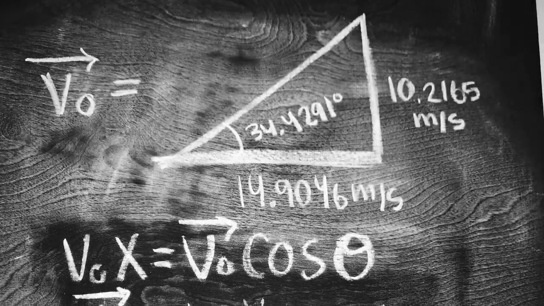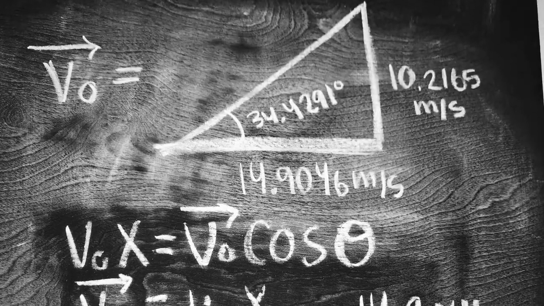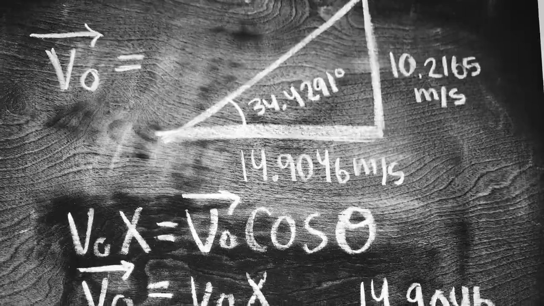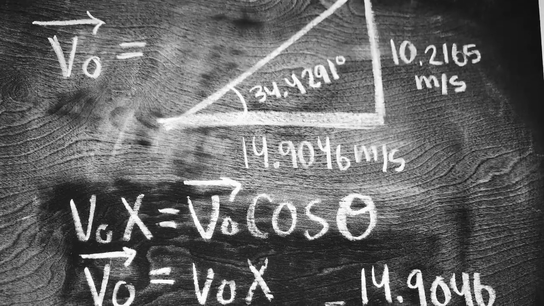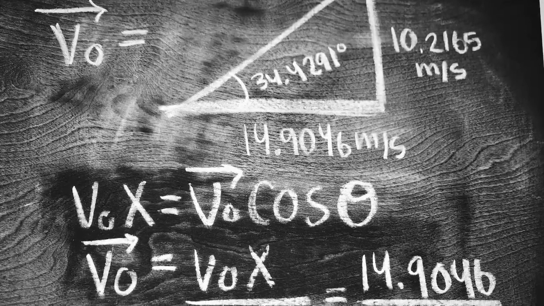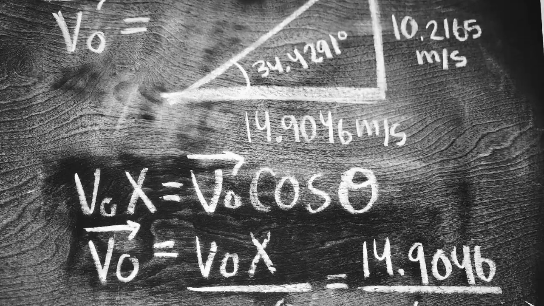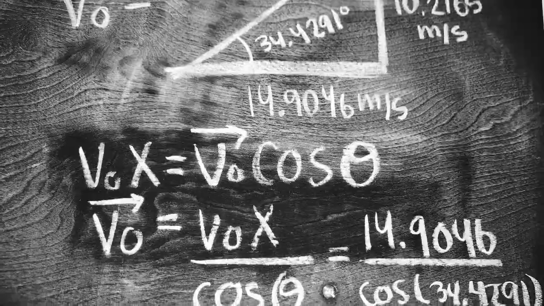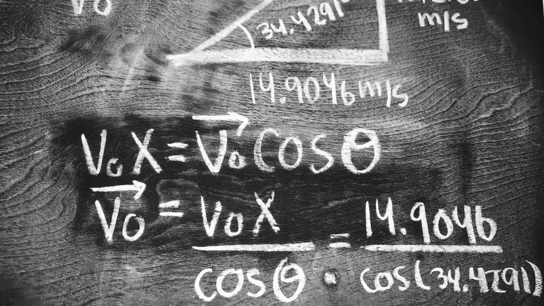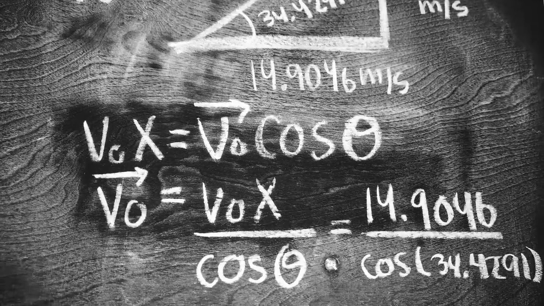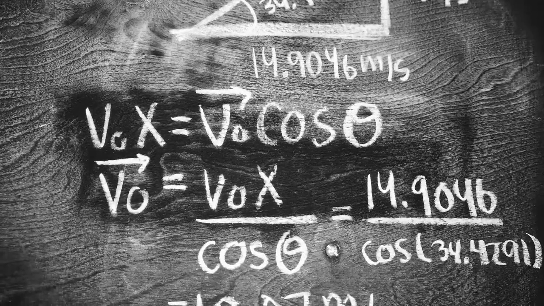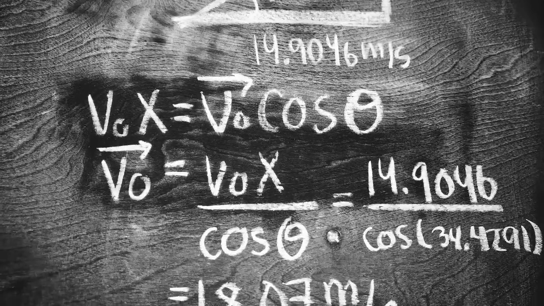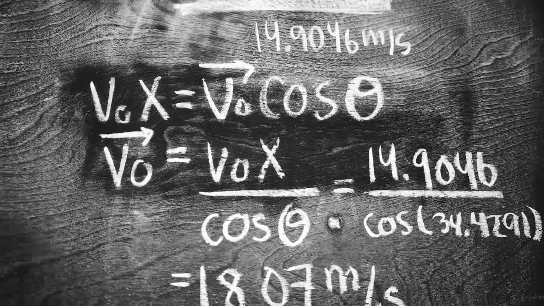To find the original velocity now, we start by plugging in all of our givens. So we have the 14.9046 meters per second as our horizontal initial velocity, the 10.2165 meters per second as our vertical initial velocity, and an angle of 34.4291 degrees. By using the formula, initial horizontal velocity equals the original velocity multiplied by cosine of the angle, and plugging in the horizontal variables we are given, we can find that the original velocity the ball was thrown at was 18.07 meters per second.